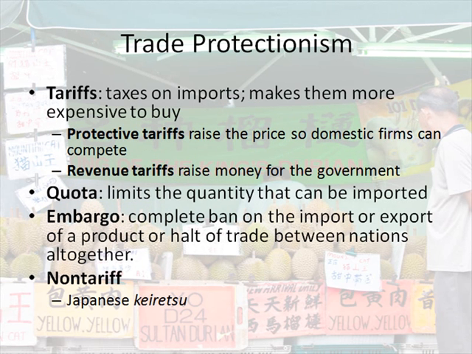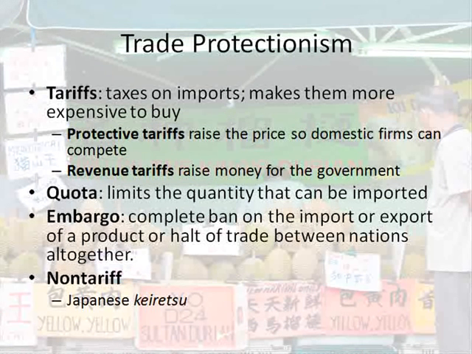Trade protectionism. So let's talk a little bit about this concept. As the world is trading with one another, sometimes they don't want foreign goods entering their market for whatever reason, and so there are ways that they can protect their trade. A tariff is a tax on imports. It makes them more expensive to buy. There are two types of tariffs. A protective tariff does just what it says. It raises the price so that domestic firms can compete. It protects the domestic firms.